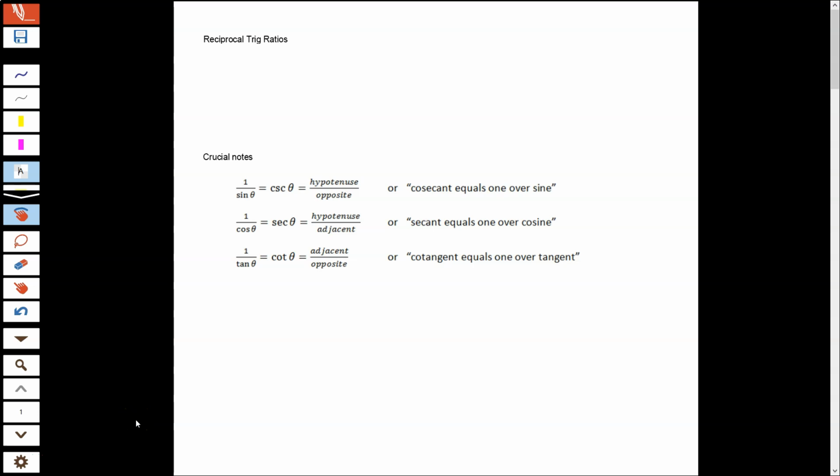Alright team, today we are studying reciprocal trig ratios. Reciprocal is a word you already know. Reciprocal means the opposite of a fraction, right? A lot of y'all think of it as flipping the fraction, which is fine. Flip the fraction. For example, the reciprocal of 1 over 2 is 2 over 1.